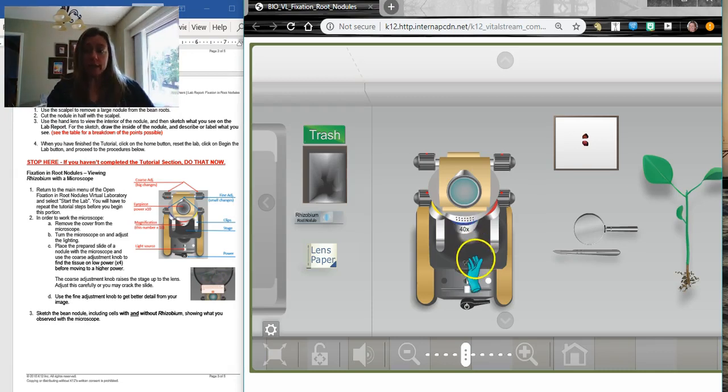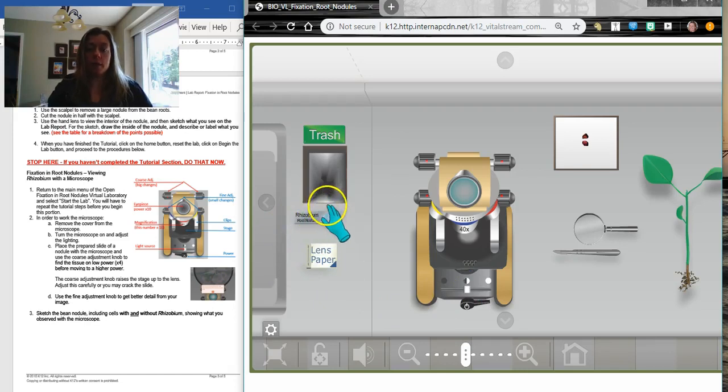And if you're not careful, you can break the slide, and it'll say, are you sure you want to keep moving? And if you say yes, you're going to crack your slide and you'll have to start all over again. Okay? So this is the coarse adjustment. Move the whole thing up and down. It's for fast adjusting. And this one is for fine adjusting. So you have to click on that and then move that later. But do that only when you get to see your specimen.